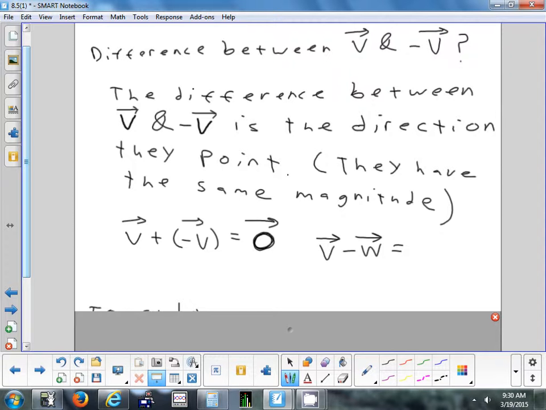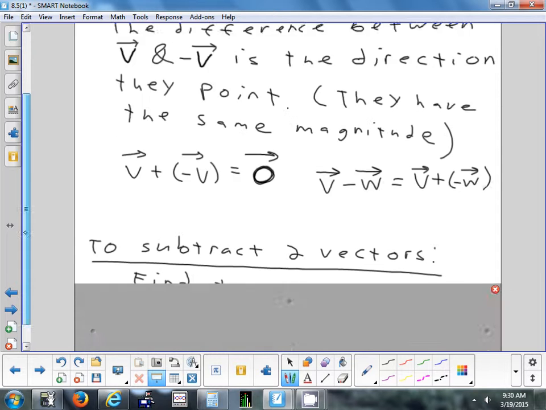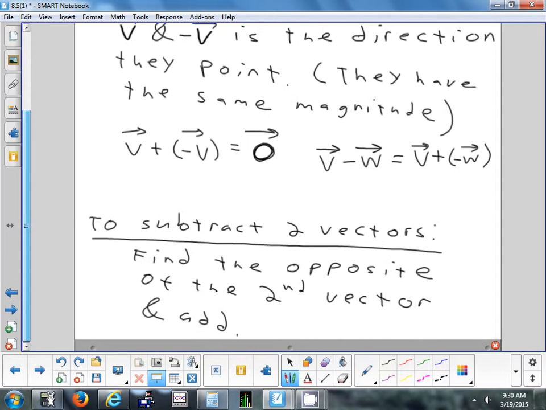Yeah? V plus negative W? Yeah, V plus negative W. As long as you know what negative W means, you can easily find that. Take W and reverse the direction it points, or rotate it 180 degrees, however you want to think about it. And now we can do subtraction. Right, so to subtract two vectors, take the second vector, find the opposite of it, and then add.